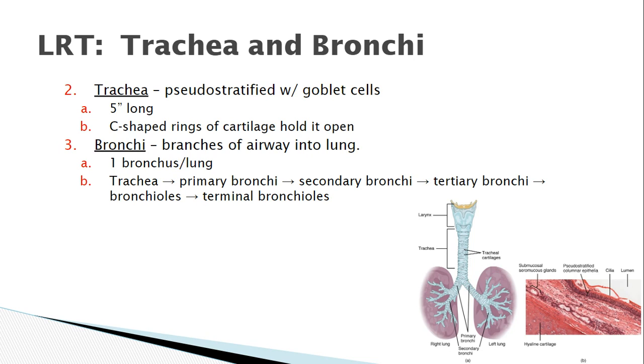And the reason why is because this is only an air tube, so it just needs that pseudostratified epithelium to kind of cover it. The goblet cells, of course, produce mucus to trap any sort of dust. And of course, we have cilia to help move that mucus along. And we see in the trachea that it has these C-shaped rings of cartilage to hold it open.